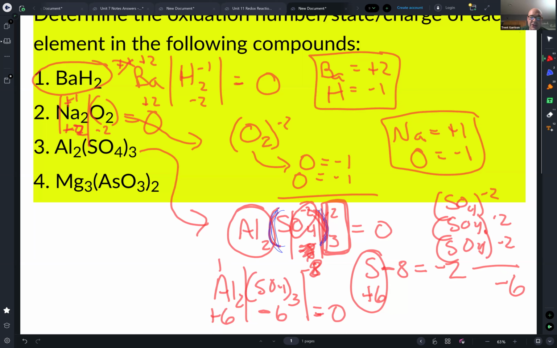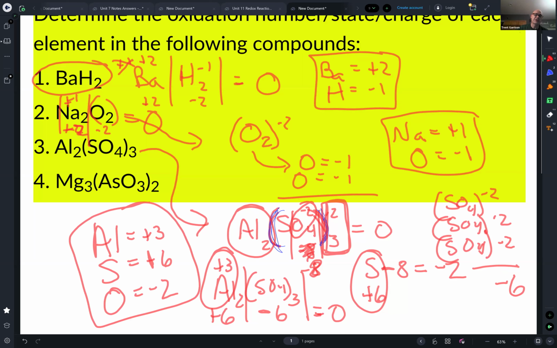So our final answers would be aluminum is a +3, sulfur is a +6, and the oxygen is equal to -2. So those would be my 3 final answers.